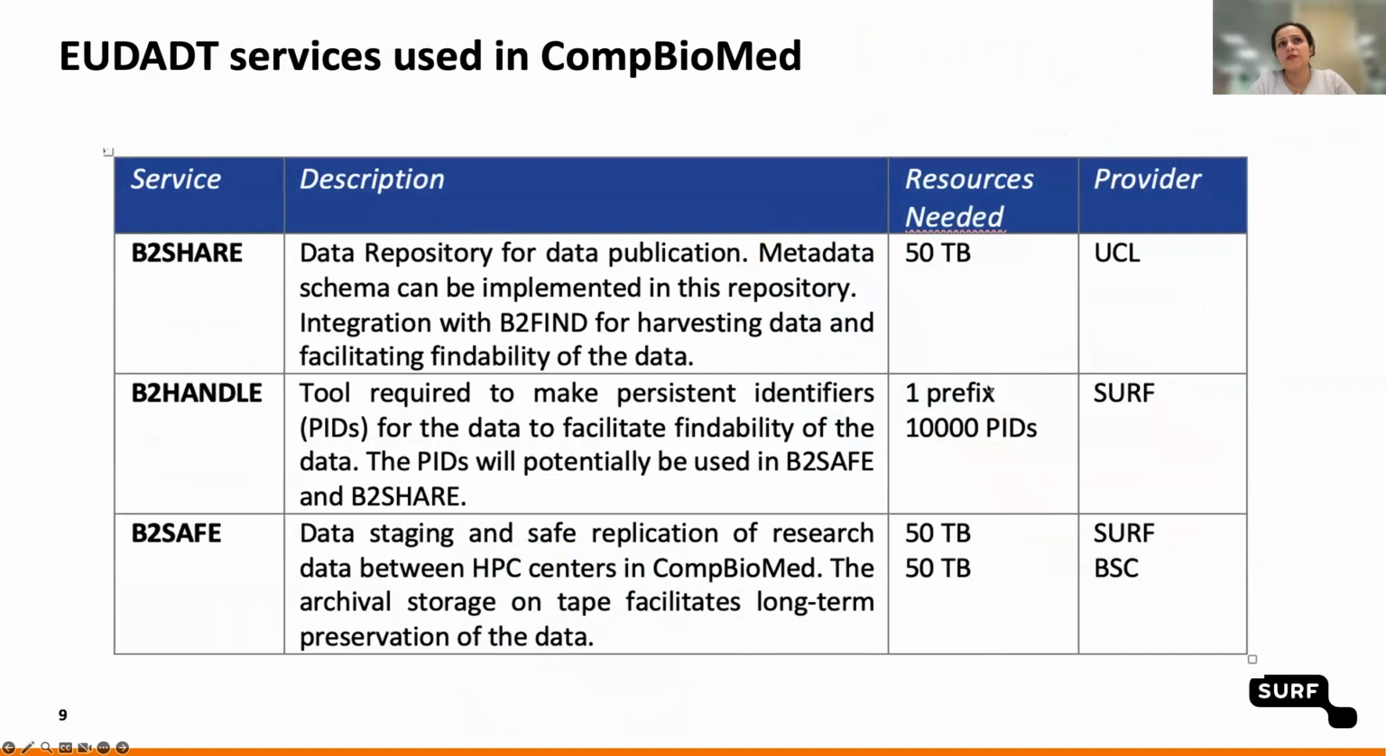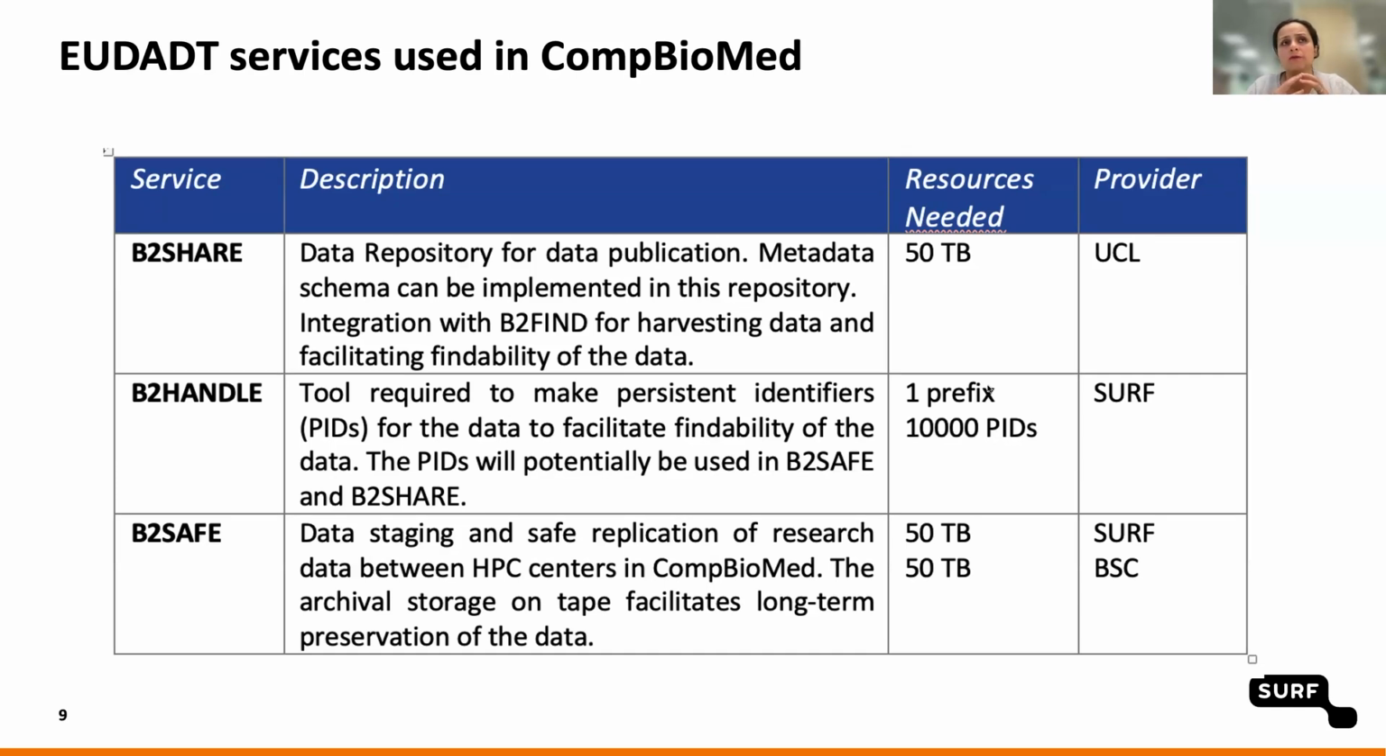So the EUDAT services that were used to set up this data replication platform: we aimed to use three of the services. The B2Share, which is the data repository for publication, where you can make metadata schemas per community. Combiomed is already added as a community in the B2Share. Then the B2Handle service for making persistent identifiers.